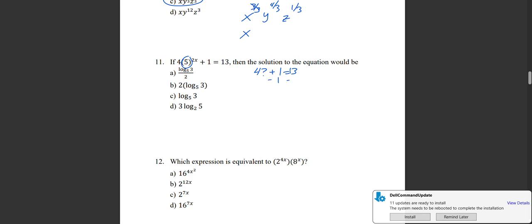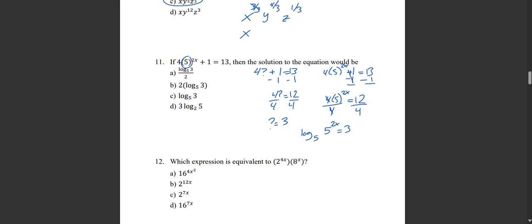So I would subtract 1 and then divide by 4. And then that something would be equal to 3. Okay, same idea here. I'm getting that base of the exponent by itself. I'm going to subtract the 1. Divide by 4. And 5 to the 2x equals 3. Now that the base of the exponent is all by itself, I can take a logarithm.